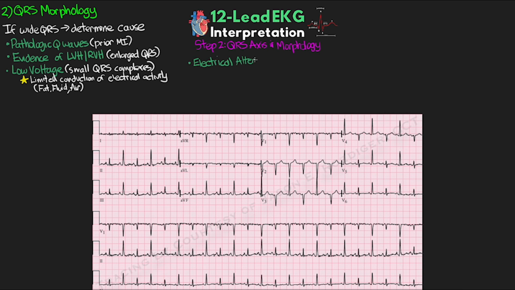Electrical alternans is another thing to look for. So this is actually an alternating axis of the QRS complex, which is usually the result of a large pericardial effusion. You can actually see this quite clearly in this example here, and you can see this by the markedly different QRS complexes and the alternating pattern that you see. We've got a large one, a small one, a large one, a small one, and so on.